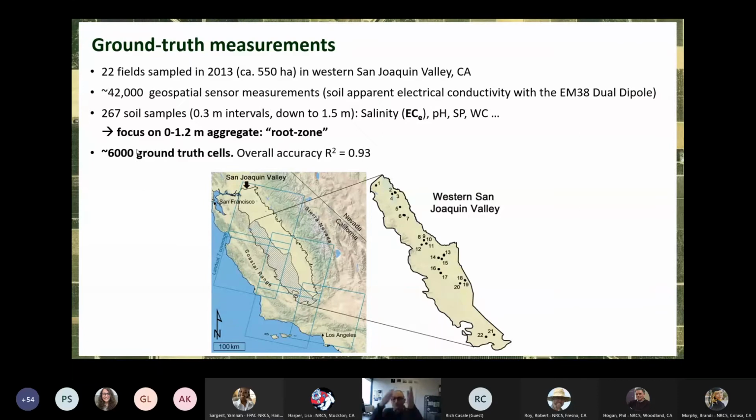And with these, going through the regression modeling and mapping the salinity at the field site, we come out with over 6,000 grid cells that can be used for ground truth. And these cells have an accuracy of 93%.